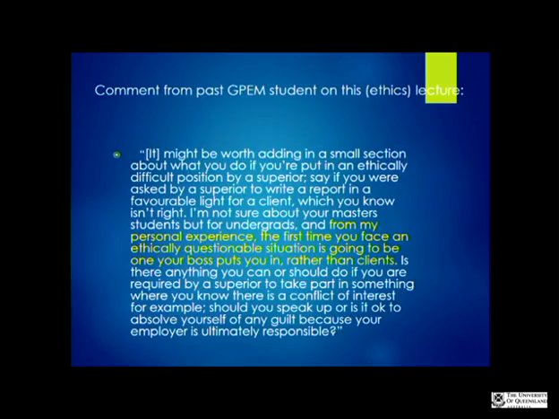So it might be worth adding in a small section about what you would do if you're put in an ethically difficult position by a superior. Say if you were asked by a superior to write a report in a favourable light for a client, which you know isn't right. I'm not sure about your master's students, but for undergrads and from my personal experience, the first time you face an ethically questionable situation is going to be one your boss puts you in rather than clients. And that is so true.